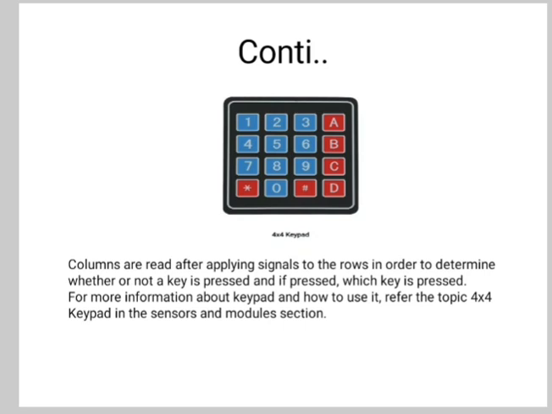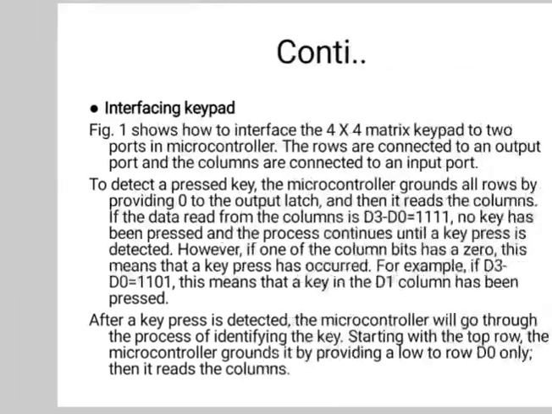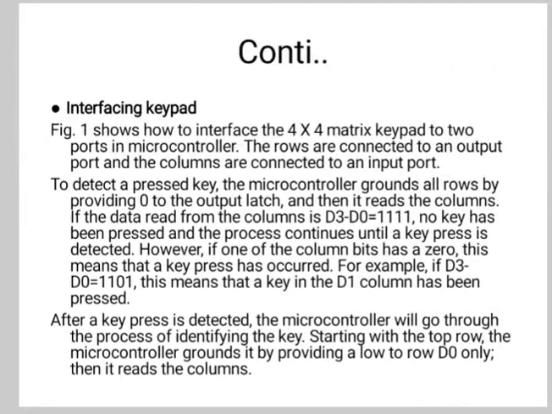For more information about the keypad and how it is used, we will see it. So, 4x4 matrix keypad, it consists of a set of push buttons which are interconnected. In a 4x4 matrix keypad there are 4 push buttons in each of the 4 rows, and the terminals of the push buttons are connected according to its basic construction.